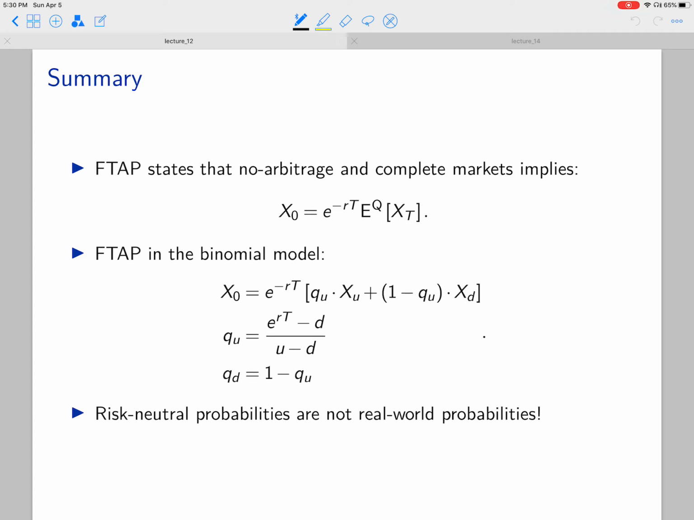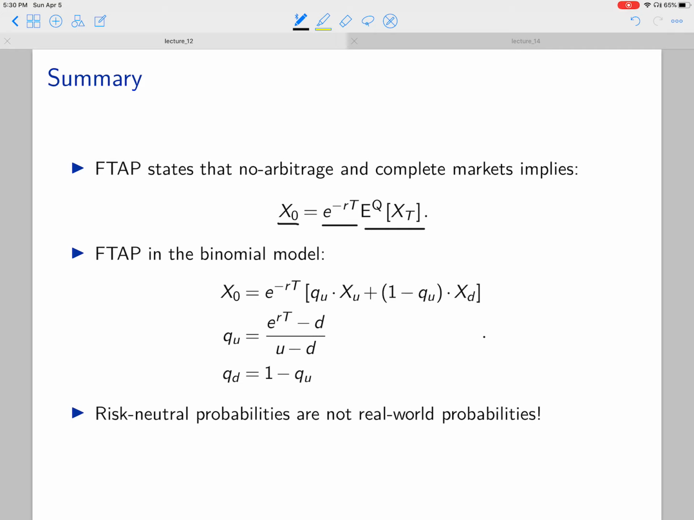or X0, the price of any security, is equal to its discounted, e to the negative rT, expected payoff under the risk-neutral probability measure. The FTAP is a completely general asset pricing result. However, our choice of model will affect its computation, specifically its computation of the expectation term.